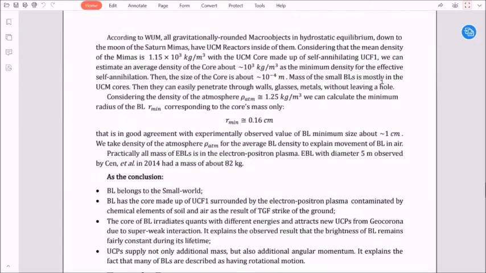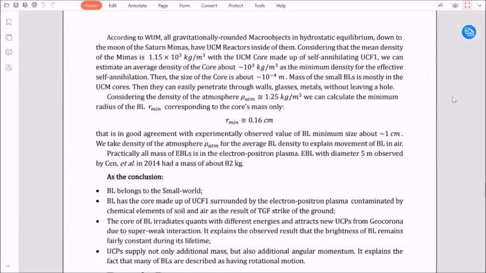Mass of the small ball lightnings is mostly in the UCM cores. Then they can easily penetrate through walls, glasses, metals without leaving a hole. Considering the density of the atmosphere about 1.25 kilograms per cubic meter, we can calculate the minimum radius of the ball lightning corresponding to the core's mass only, 0.16 centimeters. That is in good agreement with the experimentally observed value of ball lightning minimum size, about 1 centimeter.